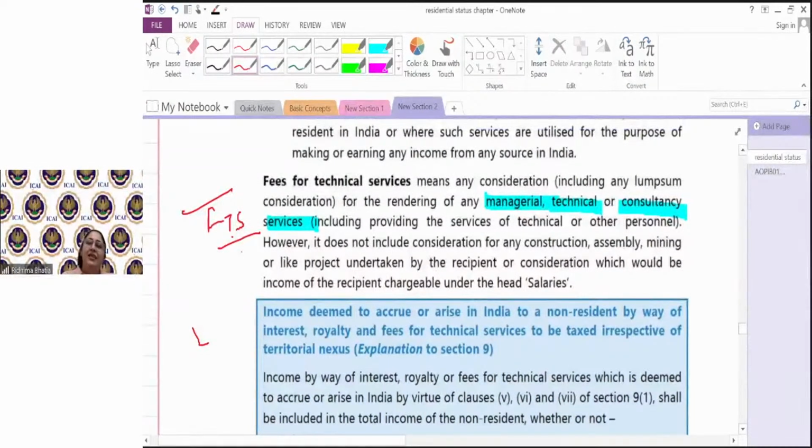Technical knowledge, any assistance, any advisory, any consultancy, any managerial related work. For example, you have to start a project or not, and they are providing you services to do that feasibility report, that testing report, that market survey. Every such service comes under fee for technical services; it is a very wide term.